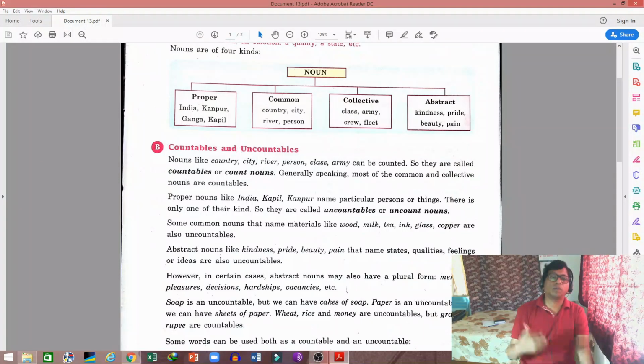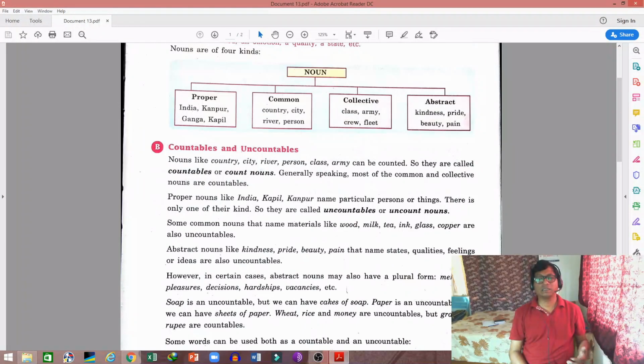And some common nouns that name materials like wood, milk, tea, ink, glass, copper are also uncountable nouns. And I forgot to tell you, proper noun is not countable. You cannot count proper noun. But sometimes proper noun can be used as a common noun, then we can say it is a countable noun. That is in a special case. So proper noun cannot be counted. Material noun cannot be counted either. Okay, now we come to abstract noun.